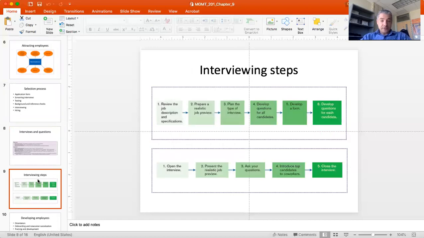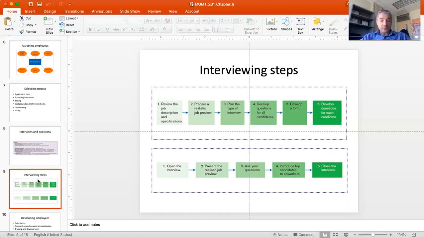The interviewing steps. Well, first of all, there are two parts. You have to prepare for the interview, and then you have to conduct the interview. When you're preparing for the interview, you review the job description and specifications. You prepare this realistic job preview, as we talked about before, plan the type of interview, as we just discussed, develop questions for all candidates. Those are typically exclusively job related. This is how you try to assess the qualifications of the applicant. You develop a form, and then you develop questions for each applicant. This is where some flexibility is allowed.